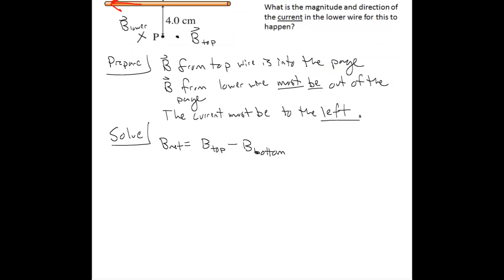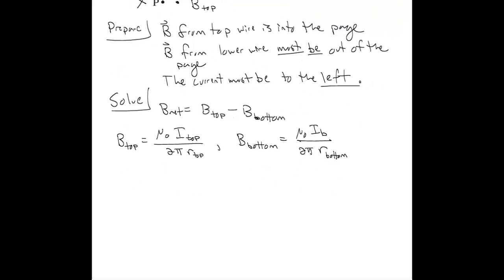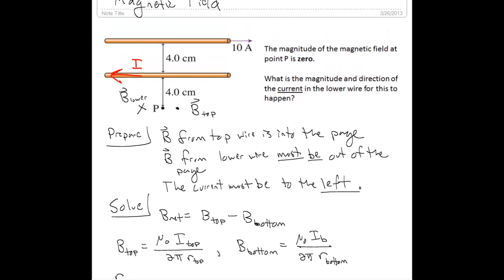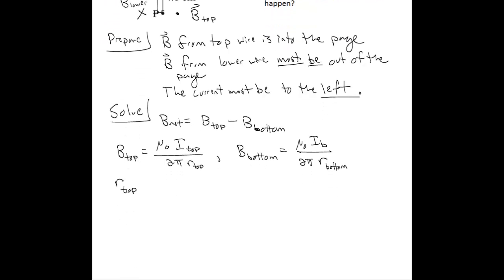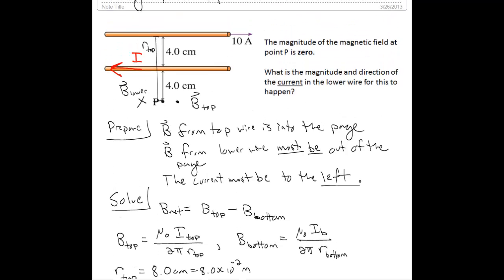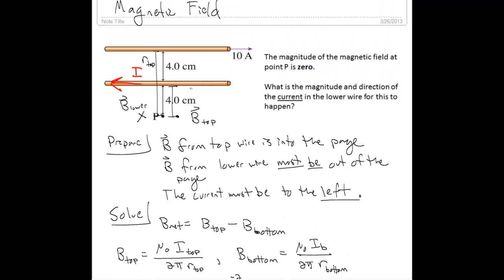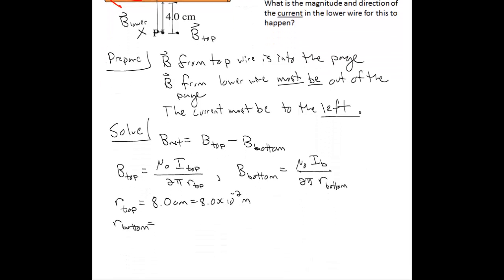So the magnitudes of these magnetic fields we can find by looking them up on our equation sheet, and we have to define a top current, a bottom current, a top radius r, and a bottom radius r. What are these top and bottom radii? Well, r top is the distance from the top wire to the point P. So that's the 4 centimeters plus 4 centimeters. So r top must be 8 centimeters. Similarly, r bottom is just the 4 centimeters from the bottom wire to the point.